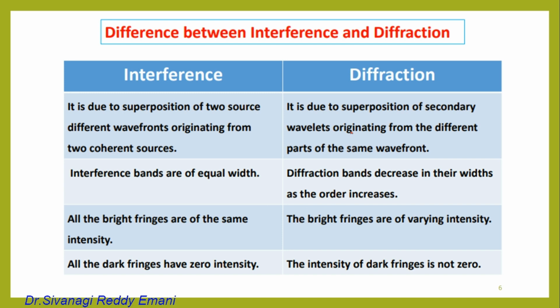Then interference bands are of equal width, whereas diffraction bands decrease in their width as their order increases. In interference, the bright fringes have the same intensity, whereas in diffraction it is changing. And when we come to the intensity of dark fringes, for interference it is 0, whereas in diffraction it is not 0, so it may vary.